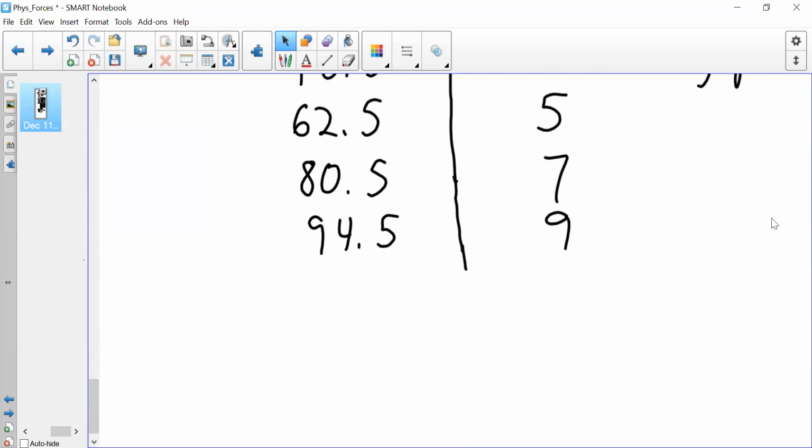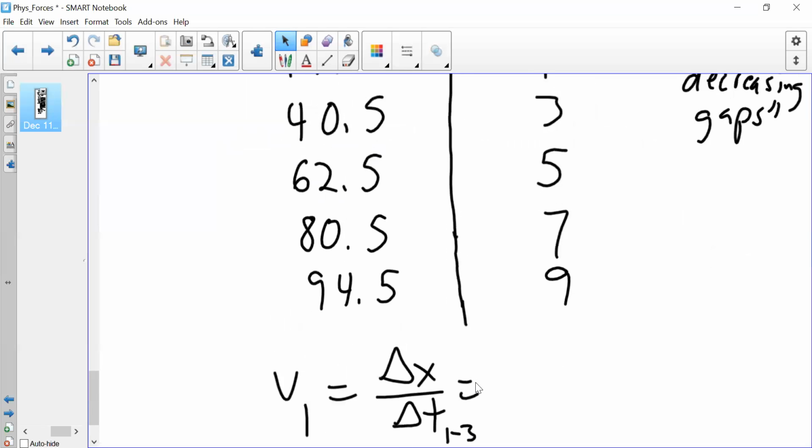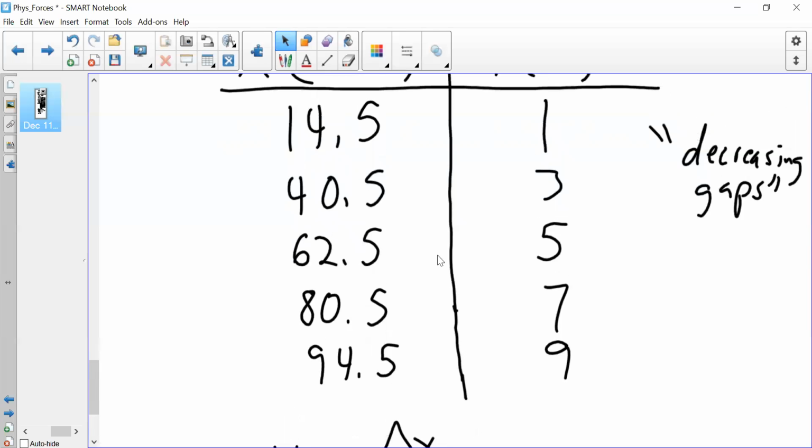So let me get my first velocity. Well, it's going to be delta x over delta t. That's my equation for velocity. And that is going to be between 1 to 3 seconds. That's my first pairing of points. My velocity will always be the difference between a pair of positions over time. We go the first 2 positions over time, and then the second 2 positions over time, and so on until we get to the end.